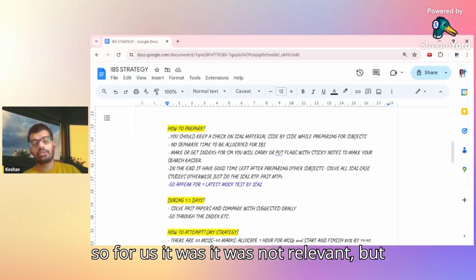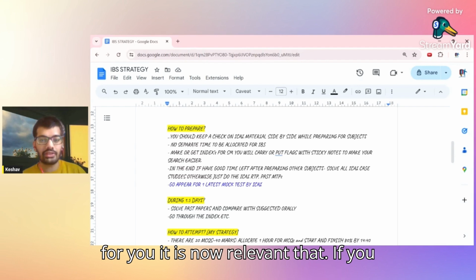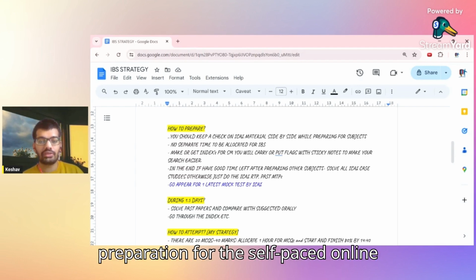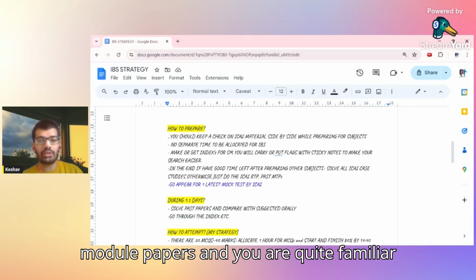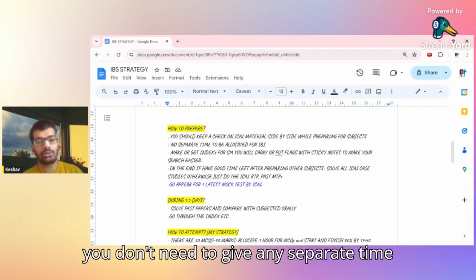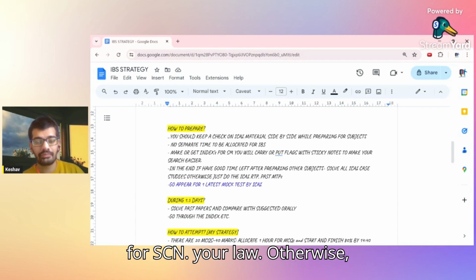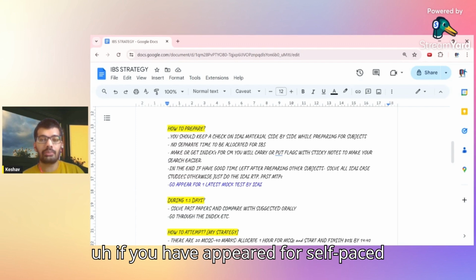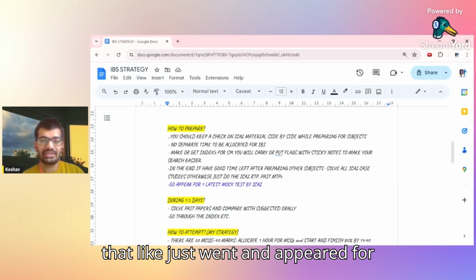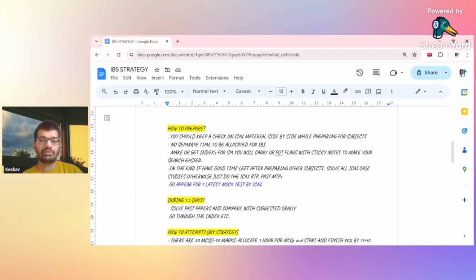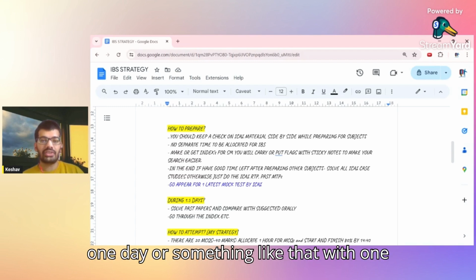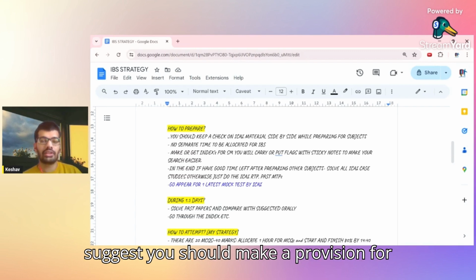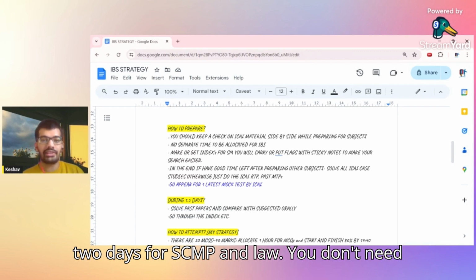So for us it was not relevant, but for you it is now relevant that if you have given 3 to 4 days of preparation for the self-paced online module papers and you are quite familiar with the ICAI modules for those papers, you don't need to give any separate time for SCMP or law. Otherwise, if you just went and appeared for the self-paced online modules with 1 day's preparation, then I suggest you should make a provision for 2 days for SCMP and law.